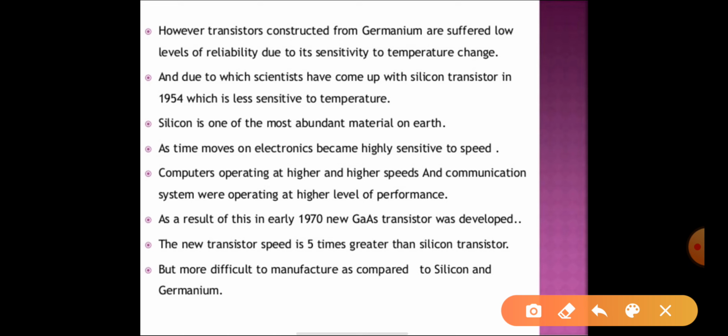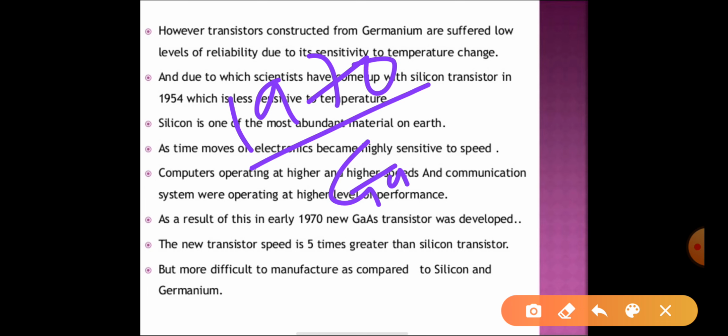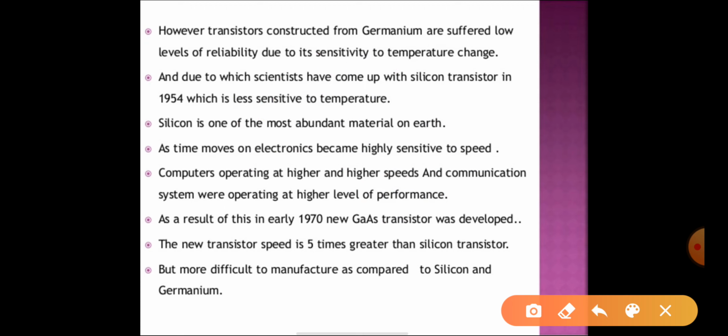Computers are operating at higher and higher speed, and communication systems were operating at a higher level of performance. So due to this, in 1970 the transistor obtained was of gallium arsenide. Its speed is 5 times greater than the silicon transistor, but it is more difficult to manufacture as compared to silicon and germanium. So now we have germanium, silicon, and GaAs.